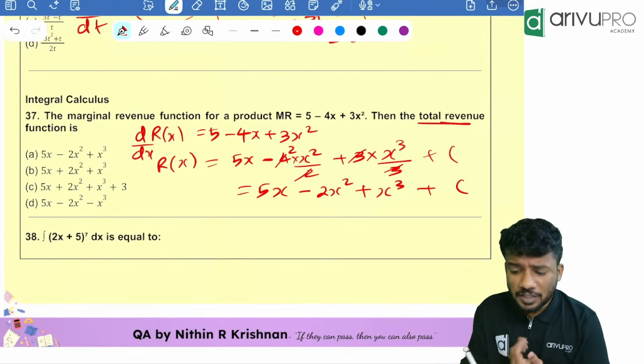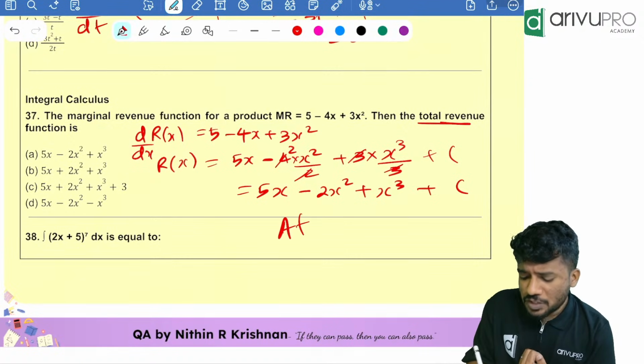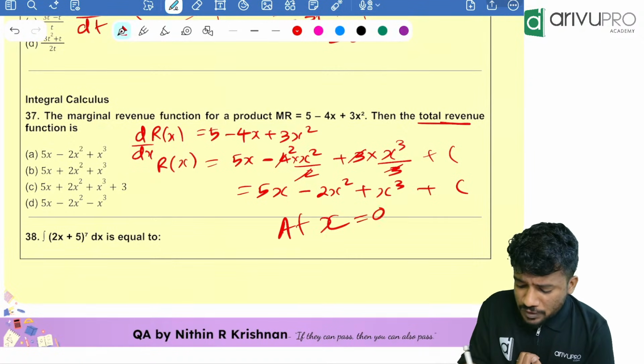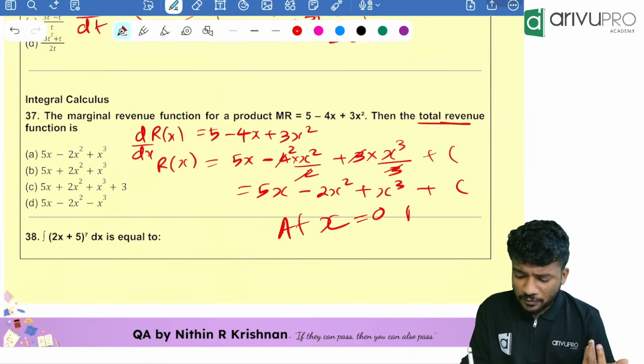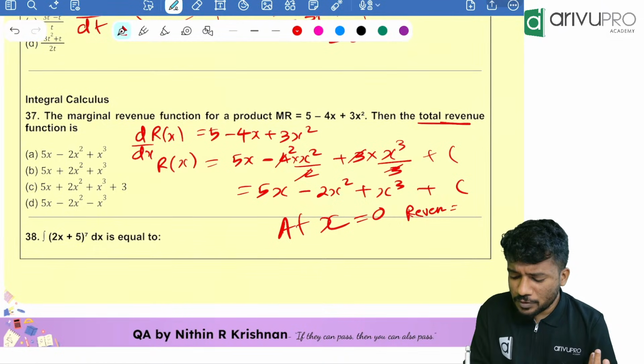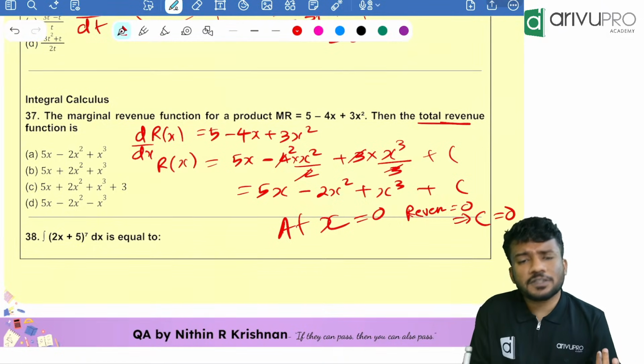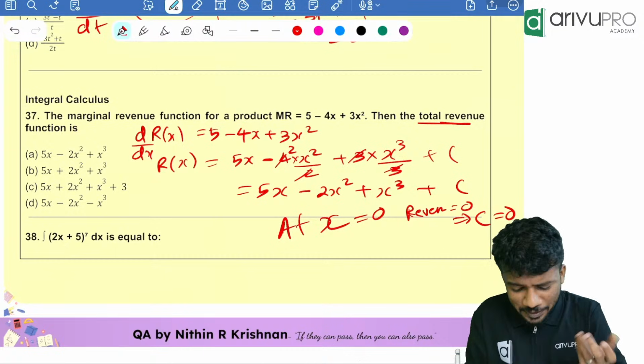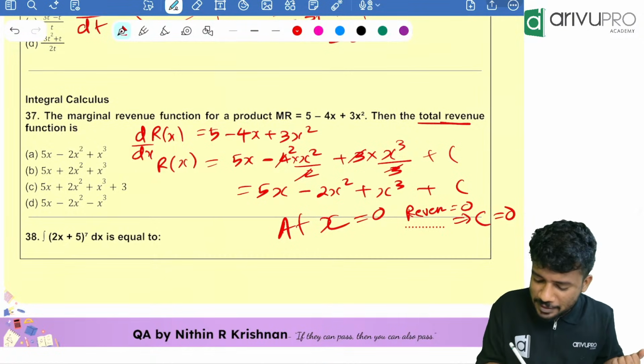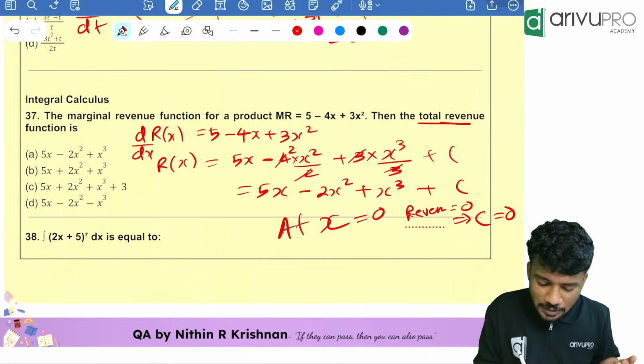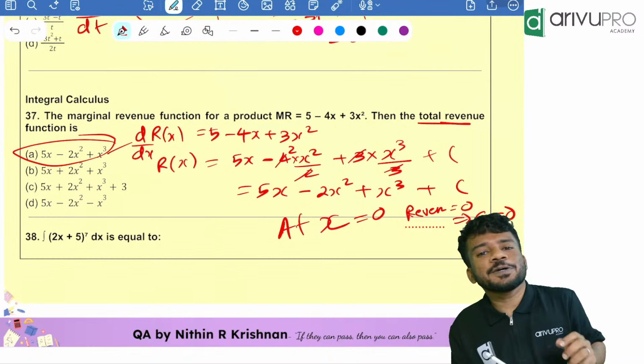People, looking at here, at x is equal to 0, revenue will be what? When products are not produced, the revenue will also be 0, which implies the constant value C should be 0. Looking at that, which option is the right answer? 5x minus 2x square plus x cube. Option A is your right answer.